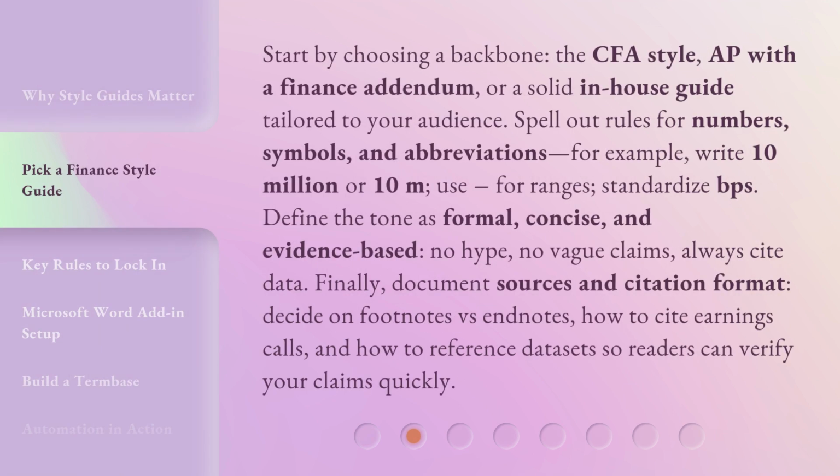Start by choosing a backbone: the CFA style, AP with a finance addendum, or a solid in-house guide tailored to your audience. Spell out rules for numbers, symbols, and abbreviations. For example, write $10 million or 10 meters. Use en dashes for ranges. Standardize bps. Define the tone as formal, concise, and evidence-based.